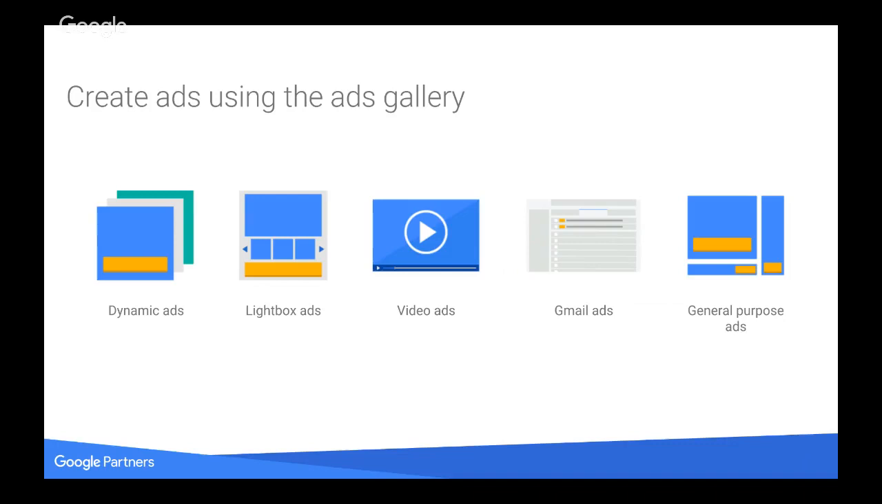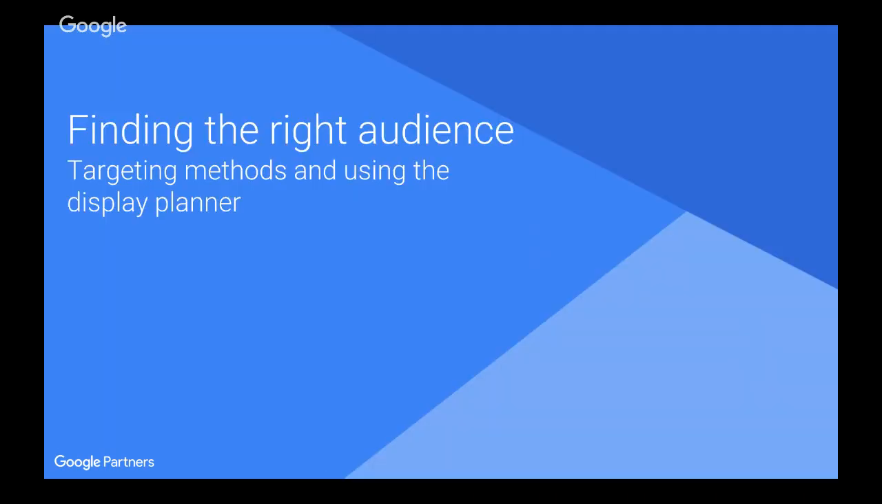You can create ads that are using your customized text and logos, and you can also upload images in standard image formats, including simple images or any animated images and videos as well. So as you can see on the screen, you have dynamic ads available, lightbox ads available, video ads available, Gmail ads, which run exclusively, as the name suggests, on Gmail, and also general purpose ads, which would largely be your banner ads or your image ads, whatever name you prefer. And that's the gamut of the ad gallery.